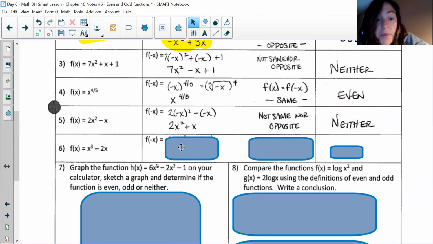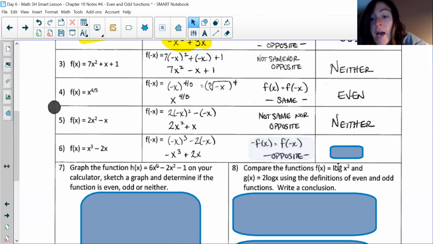And our last example, substitute in negative x, and we get negative x cubed minus 2 times negative x, which is negative x cubed plus 2x, which is the opposite, so this is odd.